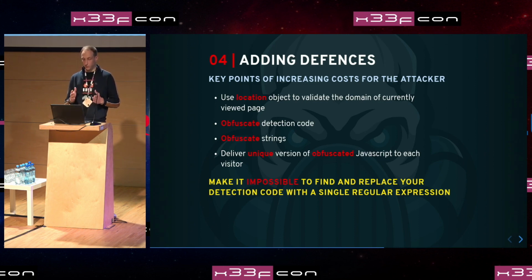So make it impossible to find and replace your detection code with a single regular expression, because this is how Evilginx worked. I haven't figured out a way to make it more versatile in terms of bypassing these kinds of protections, but I know that currently all the reverse proxy phishing frameworks, not only Evilginx but even the ones that are used by cyber criminals and other people, will usually just use a single regular expression to look for the protection code to remove it.